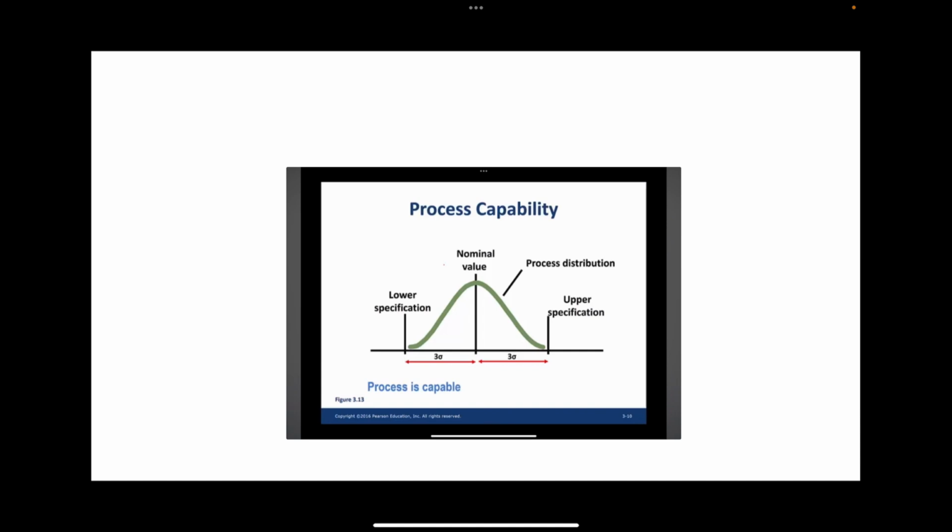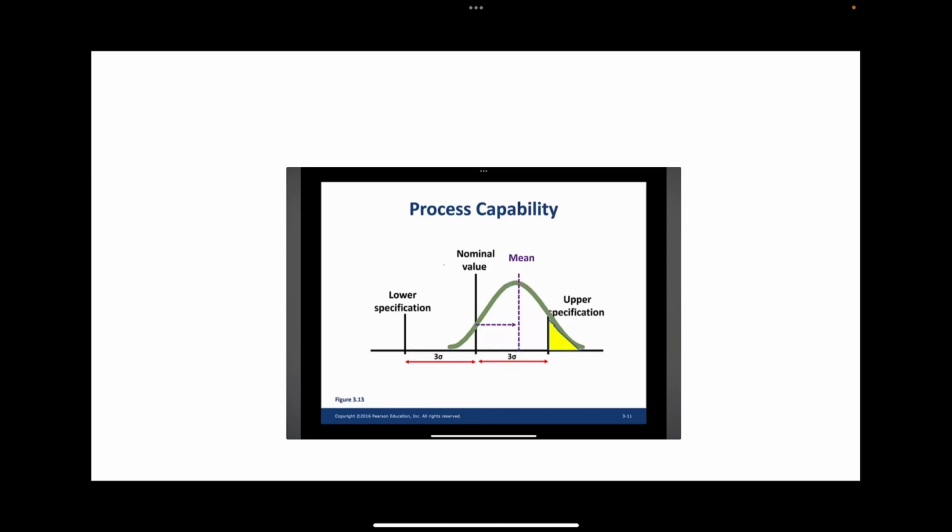Here you can look at a capable process. Here you can see that this is the upper specification, design specification. This is the lower specification. The process is producing goods between these limits, that is 3 sigma and 3 sigma. This is the process distribution. You can see that now the process is capable because 99.73 percent of the products are manufactured between the upper specification and the lower specification.